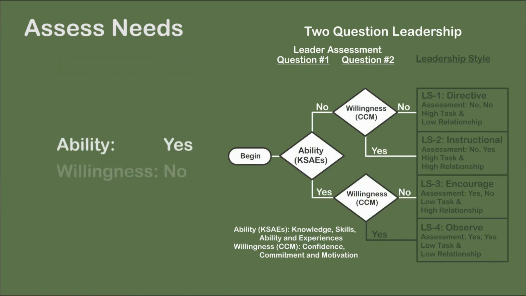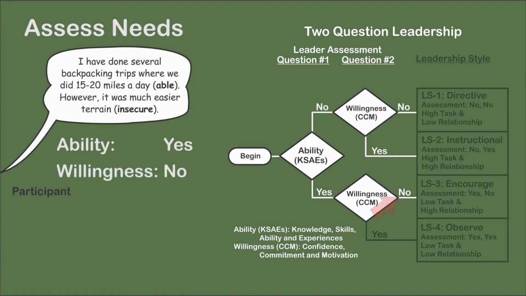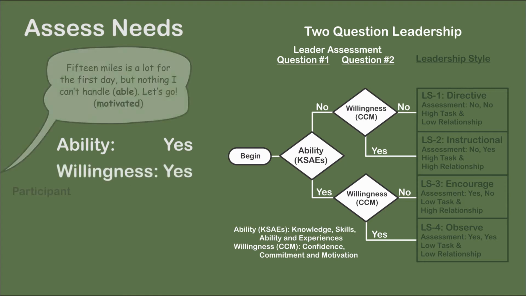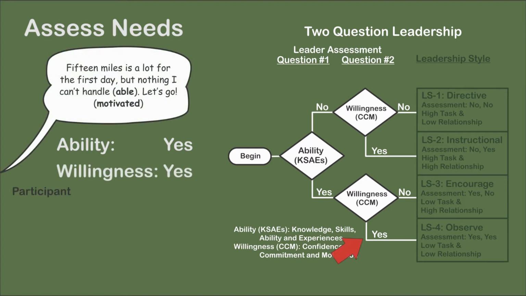In this comment, the leader assesses that the participant should have the ability but is worried about the terrain, a willingness issue. Upon further discussion, the leader may also conclude that there is an ability issue. In terms of the model, this leads to a yes and no assessment. In this participant's comment, the leader assesses that the participant is most likely able and willing to hike 15 miles the first day. In terms of the model, this leads to a yes and yes assessment.